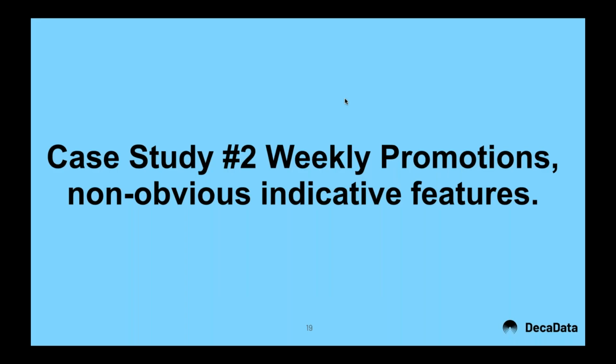So the second case study, we clearly see weekly promotions, again, a non-obvious indicative feature. And as with the average item price for the brand that performed the IPO, we would have known well in advance that the firm that was acquired had been using this financial incentive to drive its sales, which was unsustainable and was going to have potentially an impact on the margins it was making and hence its earnings.